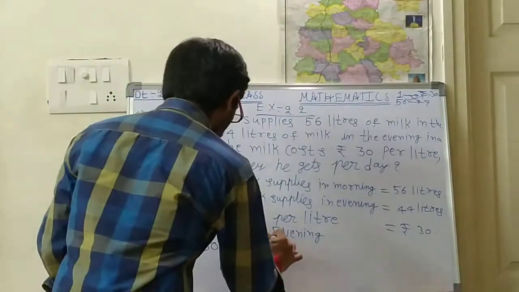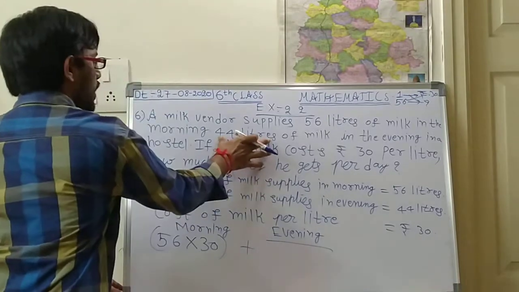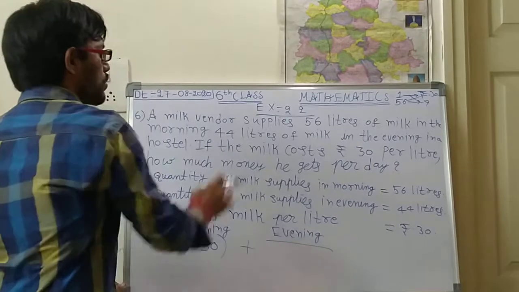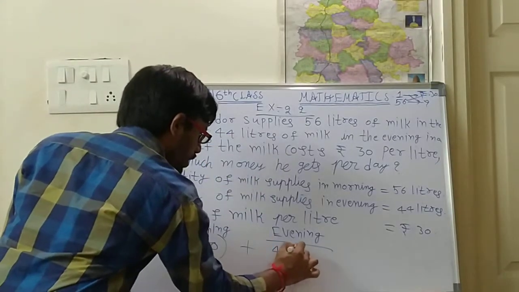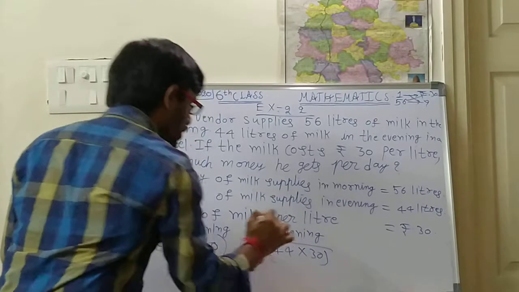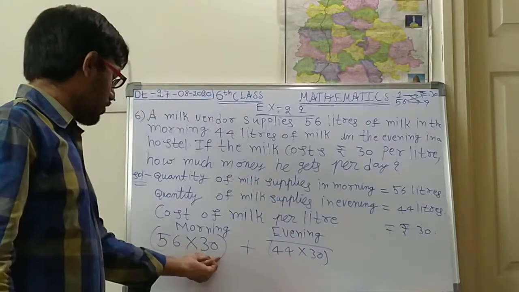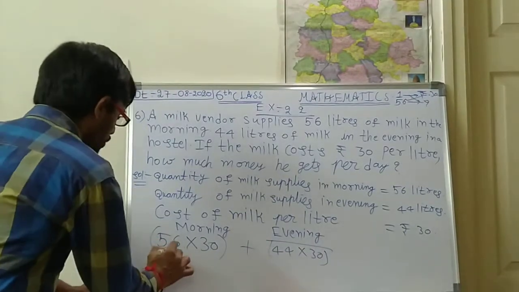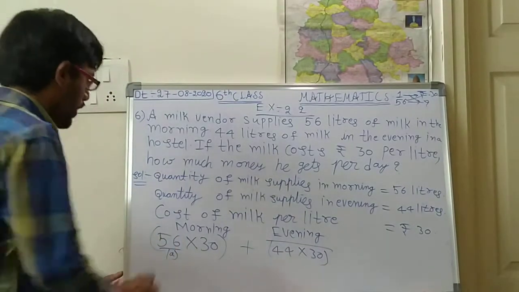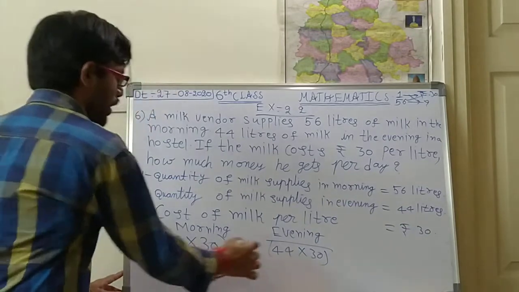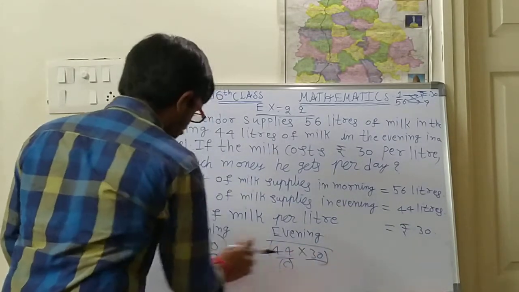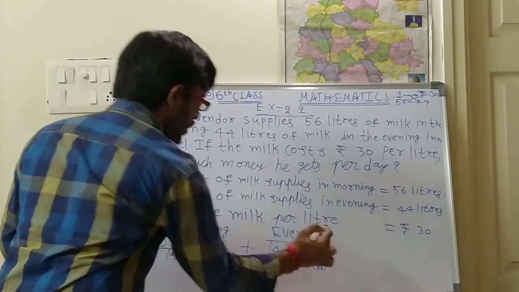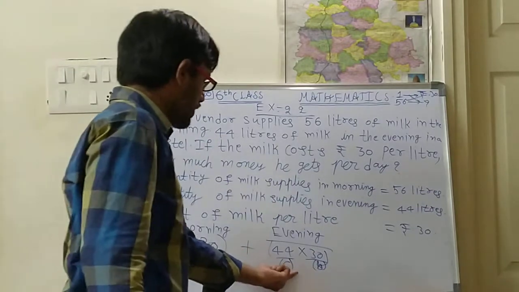Next, in the evening session, he is selling 44 liters of milk. For 1 liter 30 rupees, so for 44 liters, 44 into 30 rupees. Is it right, children? So 56 into 30 plus 44 into 30. Better and faster: assume that 56 is A, 30 is B, and 44 is C. Next 30 already came, so B. Now A into B plus C into B.